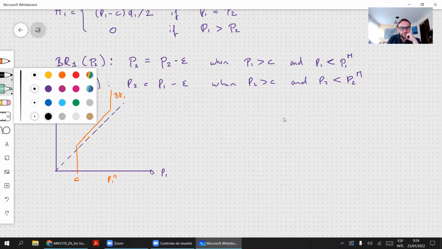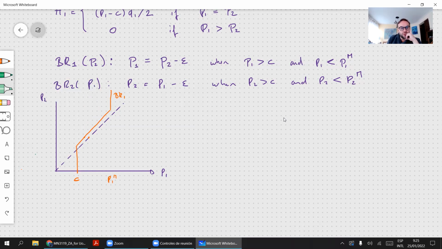Yes. Yeah? Okay. If not, you can always ask me to explain again. And so again, for firm 2, what is going to be the strategy of firm 2? Firm 2 is never going to ask less than C. So this is the minimum.